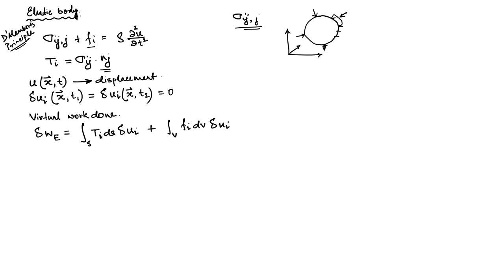Now, once we have a combination of surface integral and volume integral, we can actually convert them into a volume integral. I will come to that in a minute, but before that, what we can see is the expression for traction force is already there. So, in place of Ti, we can write down that expression, and the first term, so it will be surface integral, we have sigma ij times the direction cosines nj, then delta ui ds plus volume integral fi, let me write delta ui first and then dV. Now, to convert this surface integral, we use Gauss divergence theorem.